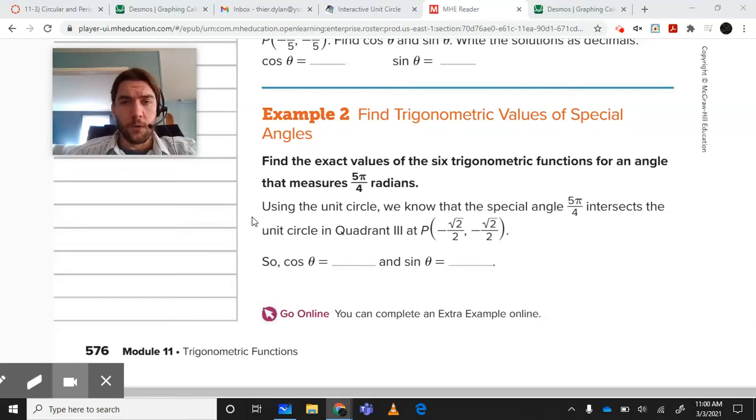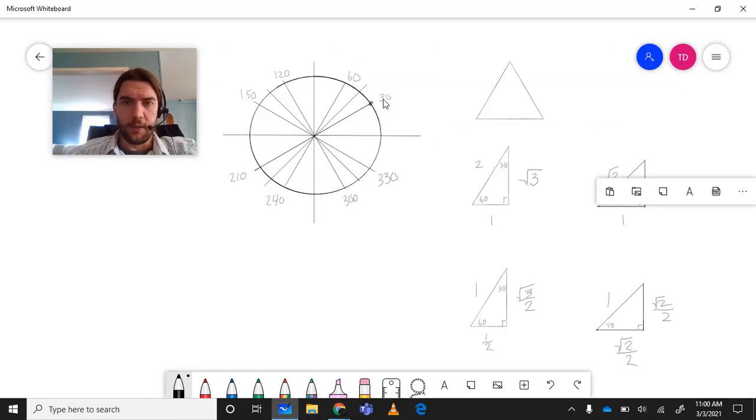Oftentimes with trigonometry and the unit circle, we stick to these examples that we call special angles, the ones listed in my unit circle around here. We do that because those come from simple triangles that we can manipulate. Other angles do not produce triangles where the ratios of the side lengths are so easy to know. There are techniques that allow us to move from one to another.